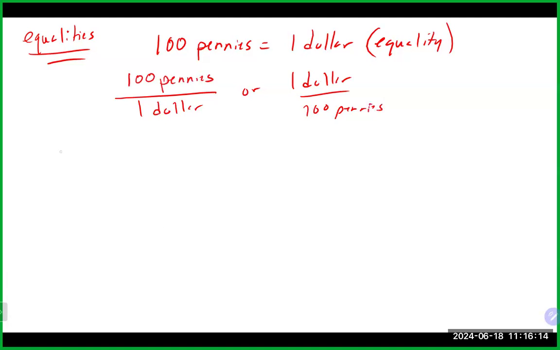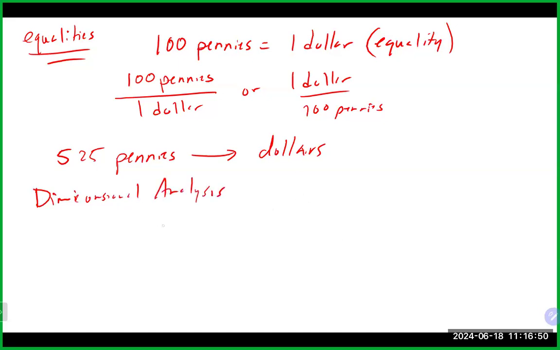So if you had something like 525 pennies and you wanted to figure out how many dollars that is, you would want to set it up using dimensional analysis. And when we do problems in chemistry, pretty much most of the work should be done using dimensional analysis.